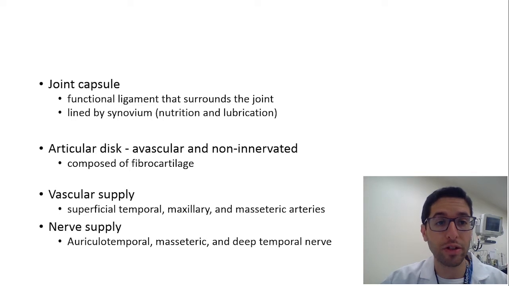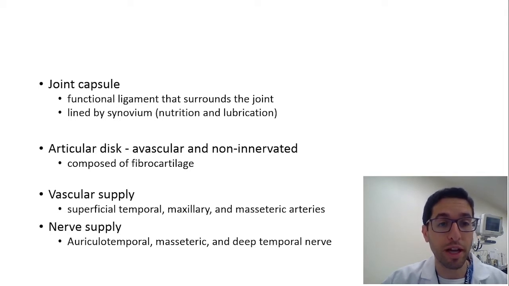Within the joint you have an articular disc. This disc is composed of fibrocartilage. It is avascular and non-innervated. So again, I once saw this as a question. The disc itself is avascular and non-innervated. It is cellular. The fibrocartilage cells derive all their nutrition via osmosis or diffusion because they are avascular.